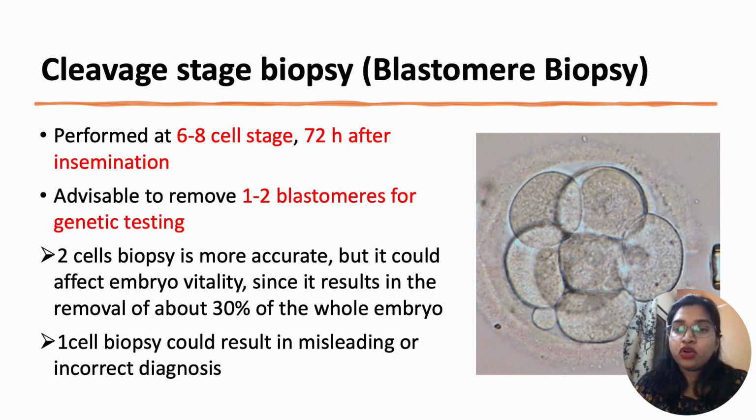Should we take 1 or 2 blastomeres? If we take 2 cells, the biopsy is going to be more accurate, but it can affect the embryo vitality. Why? Because it results in the removal of around 30% of the whole embryo. Okay, then we should think about 1 cell. But if we take a 1 cell biopsy, it can lead to a misleading or incorrect diagnosis. So what should we take? Nowhere it is given. That's why nowadays we are not using it, because if we take 1 or 2 blastomeres, it is going to affect the vitality of the embryo.